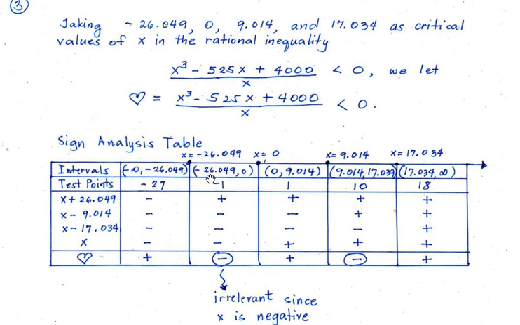The next one, how to get negative 1? This open interval is from negative 26.049 to 0. The nearest integer to 0 is negative 1, and it belongs to this interval. So let's have negative 1 as our test point in this particular interval. Now for the interval 0 to 9.014, of course, 1. Then in the interval 9.014 to 17.034, it's 10, higher than 9.